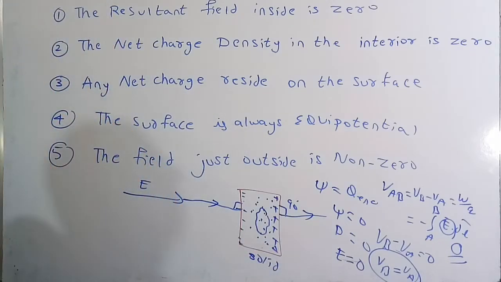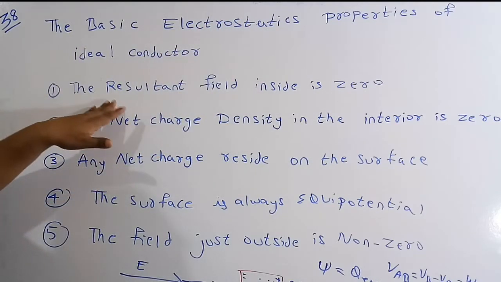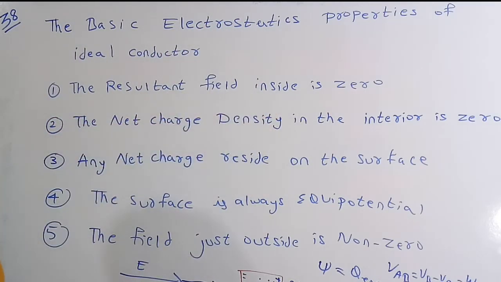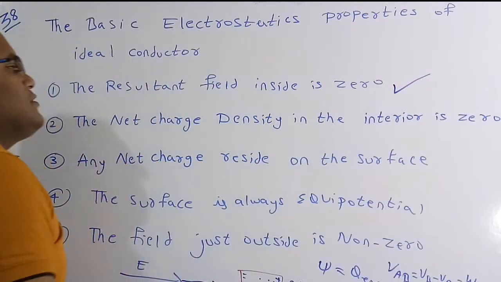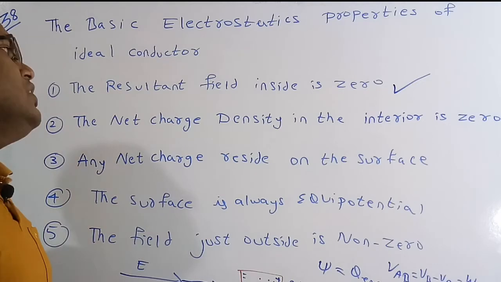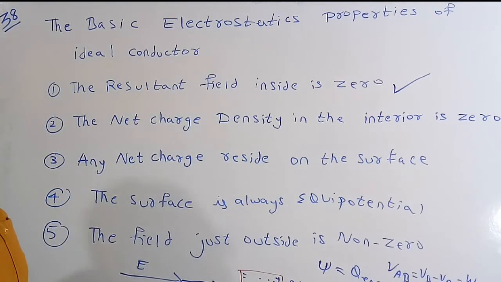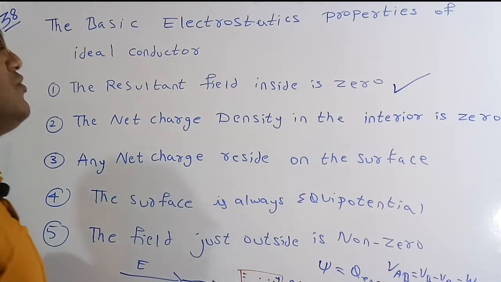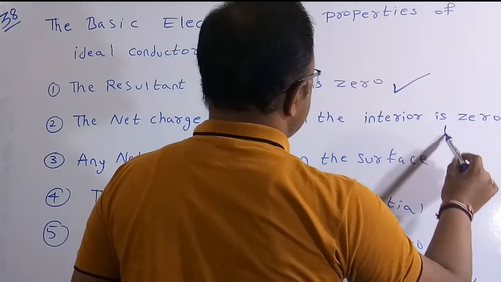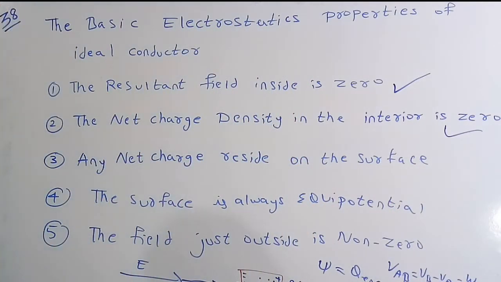Now we will discuss the basic electrostatic properties of an ideal conductor. The resultant electric field inside is 0 because there is no charge enclosed by the Gaussian surface. So the total flux passing through that closed surface is equal to 0. So we can say the electric field inside that ideal conductor is always equal to 0. The net charge density in the interior is 0 because the net charge enclosed inside is 0. Because of that the electric flux is 0 and the electric field is also 0.